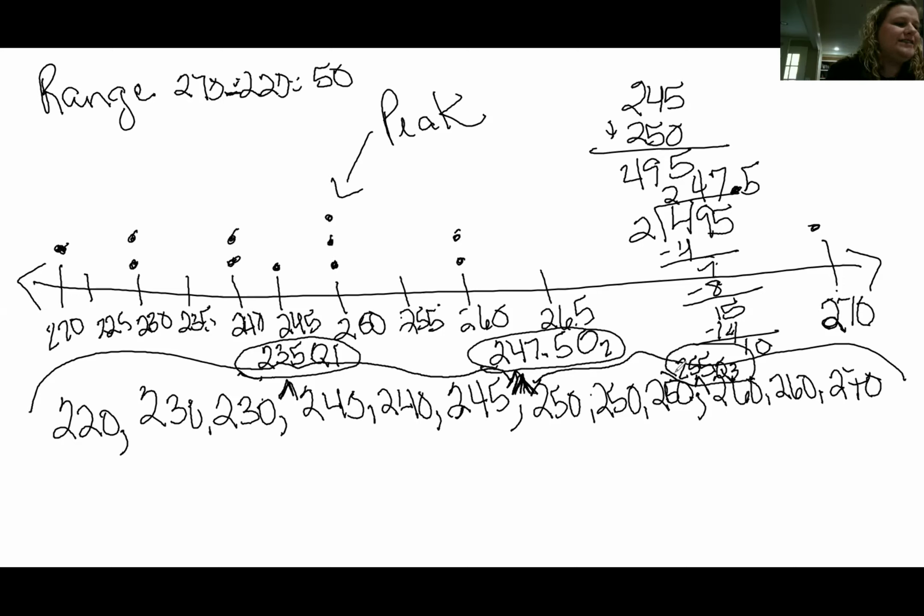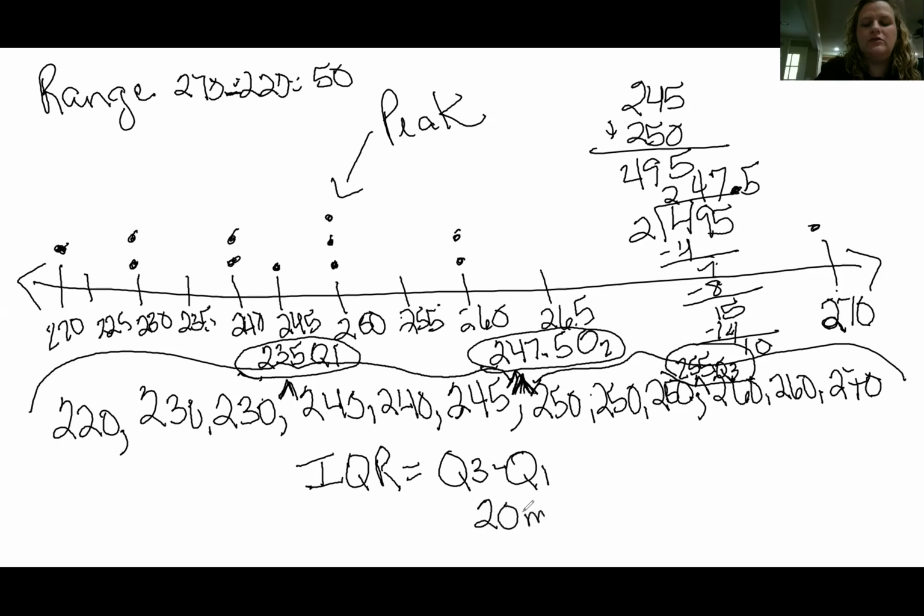Now, how do we find the IQR, the interquartile range? That's Q3 minus Q1. Q3 minus Q1. And that's 255 minus 235, so that would be 20 miles per hour. So the range is 50 miles per hour.